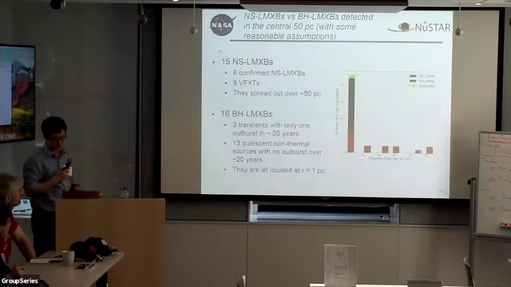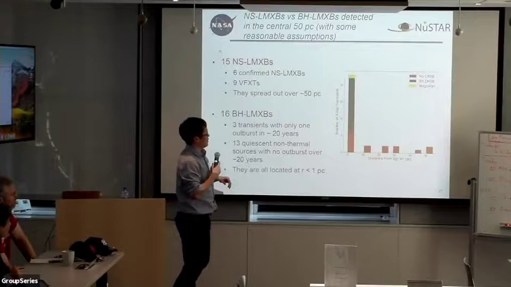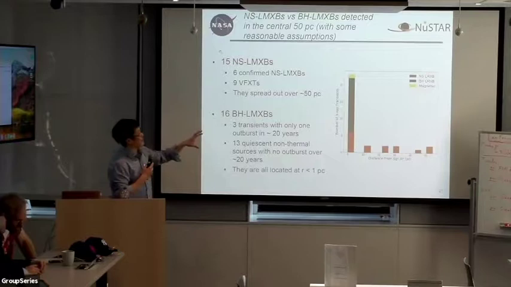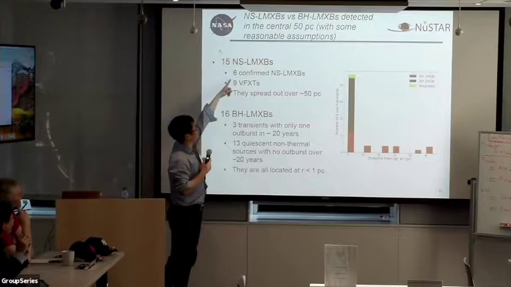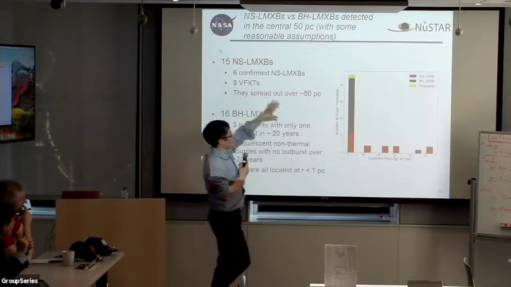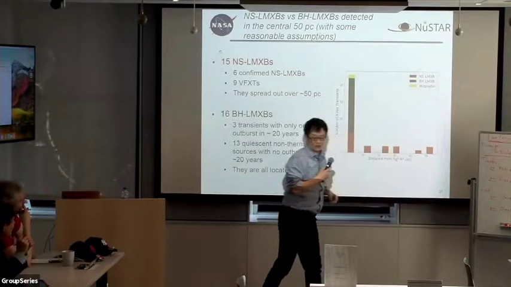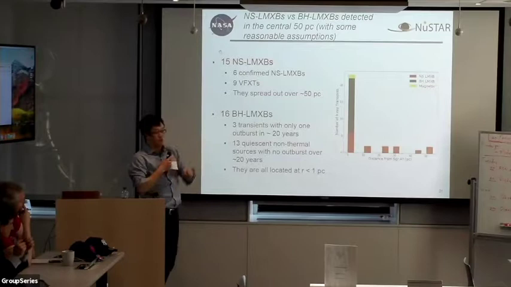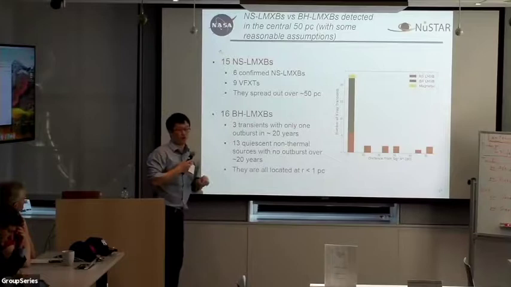So going back to the same histogram, the number of X-ray transients versus distance from Sagittarius A*, now I'm putting in some reasonable assumptions. Again, 6 confirmed neutron star MXBs and 9 VFXTs, and they're all in red, and I'm speculating they are neutron star MXBs. That's how they get distributed. On the other hand, 3 transients, including the 2 transients from 2016 I mentioned, had only 1 burst in 20 years, unlike these guys with multiple outbursts.